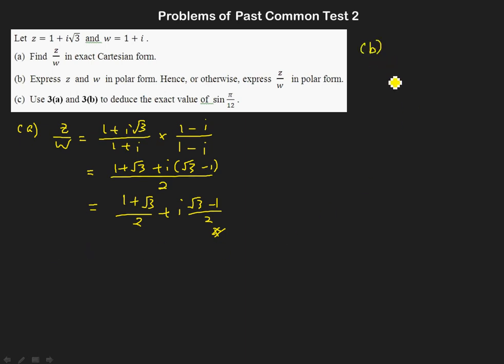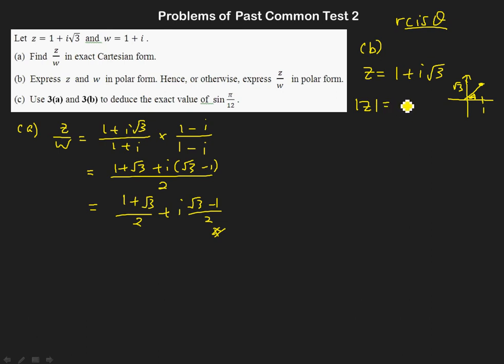Express Z and W in polar form. Remember, the polar form is the r cis theta thing, okay? And Z is this one. If we sketch this on an Argand diagram, it's actually right here. So root 3 plus i is in the first quadrant, so we know the argument must be positive, must be in quadrant 1, is acute, and so we can calculate its modulus.